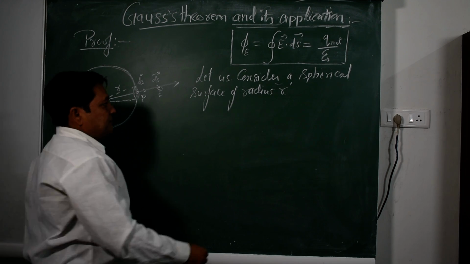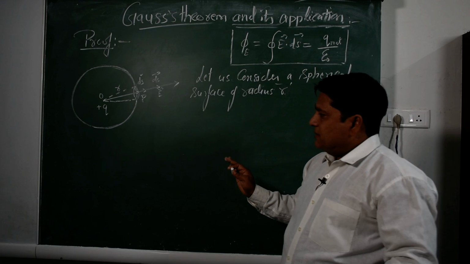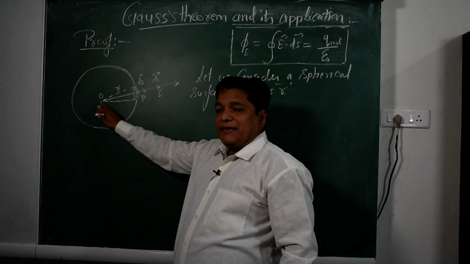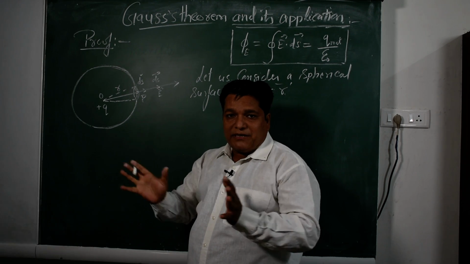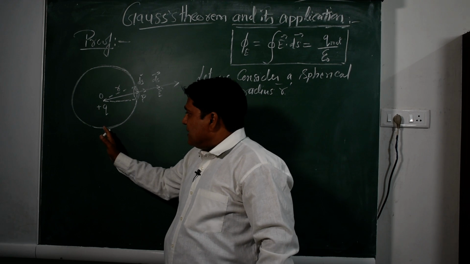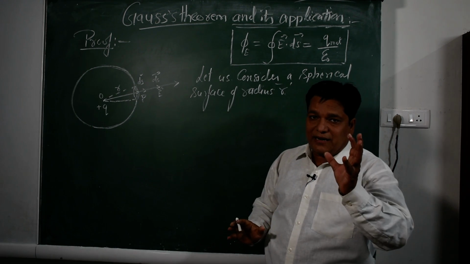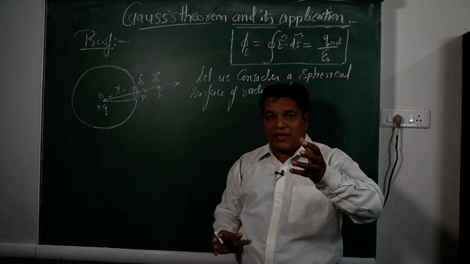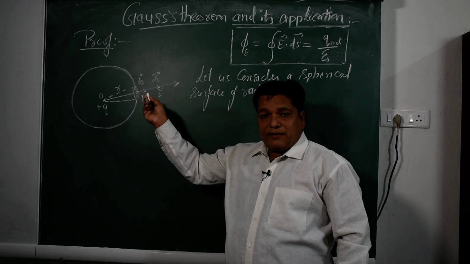Now we have to calculate the total flux. Since the charge is at its center, due to this positive charge the electric field lines are emerging out from the charge in all directions, and these electric field lines are linking with the entire surface. This surface is spherical, like a ball. Now we have to calculate the total flux.